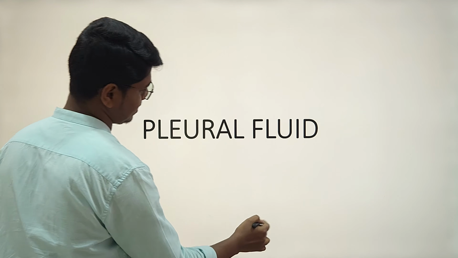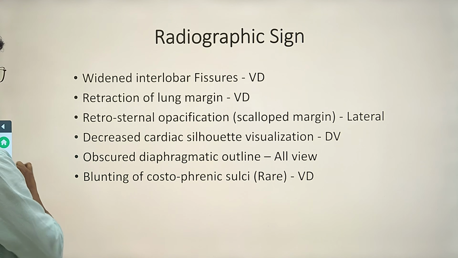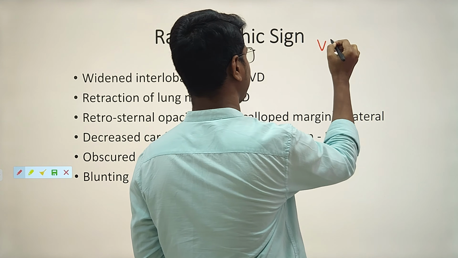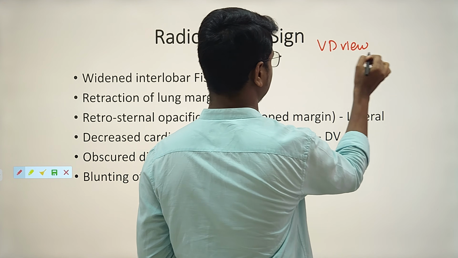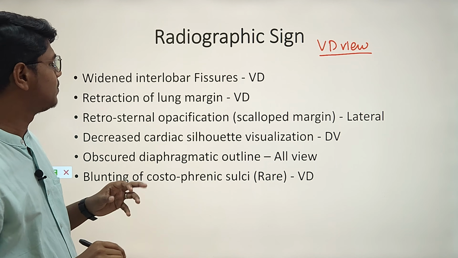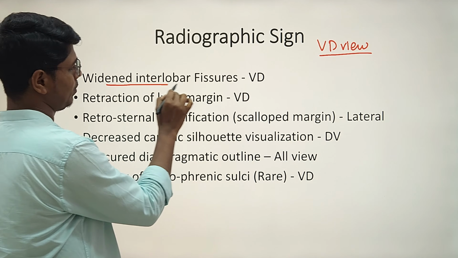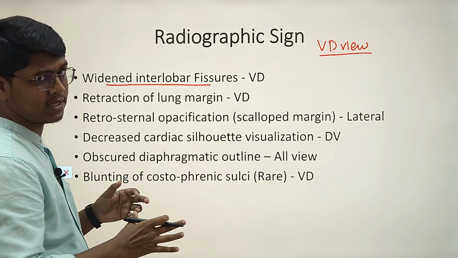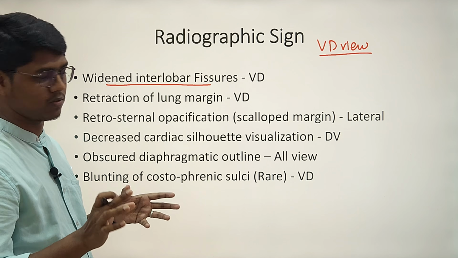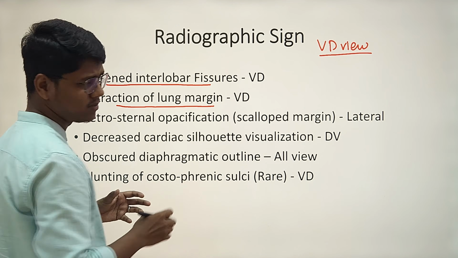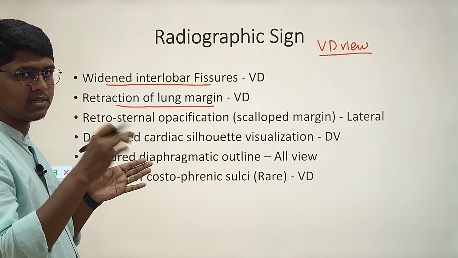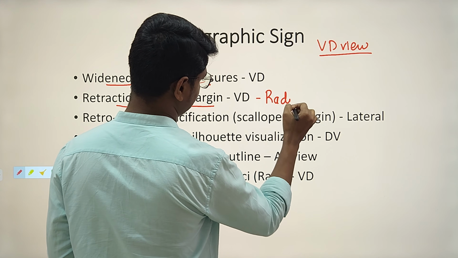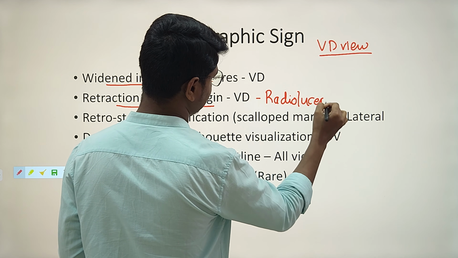Okay, let us go to our radiographs. Before that, the radiographic signs. Pleural effusion is best evaluated in the VD view. Why? We'll see that also. So there are some signs. Widened interlobar fissures. You can identify these fissures, but if you are finding only fissures, not all of these signs, then it's not a case of pleural effusion. Then retraction of lung margin. The lungs will be retracted from the thoracic wall. There will be a clear space which has radiolucency. You can appreciate that.